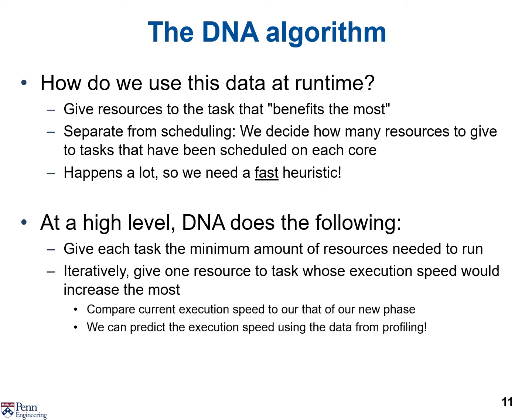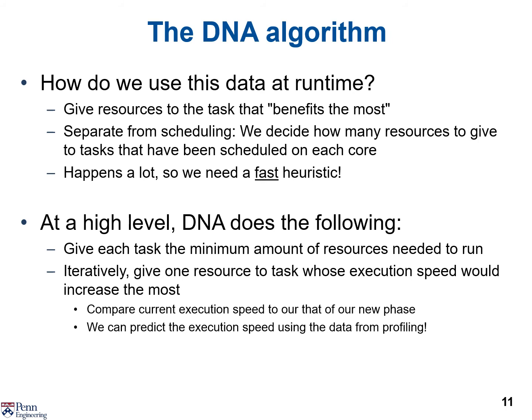After assigning a minimum allocation, DNA then iteratively gives one additional resource to the task whose execution speed would increase the most, based on the difference between its new phase, given the additional resource, and its current phase. To avoid excessive phase lookup times, we can pre-calculate this improvement factor given our profiling data to ensure that DNA remains fast. For full details on DNA and how this is done, please refer to the paper. By prioritizing tasks that benefit the most in terms of execution progress, DNA can effectively utilize resources while maximizing performance.